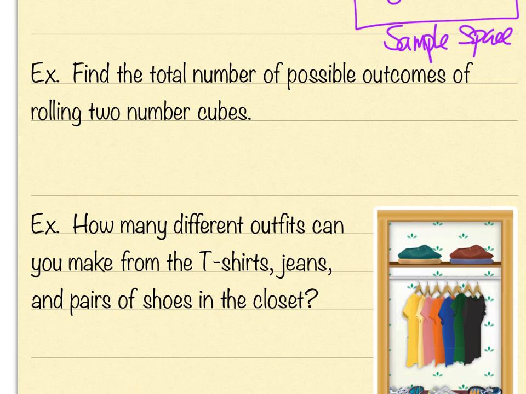Find the total number of possible outcomes of rolling 2 number cubes. Now this one doesn't say find the sample space, so all I have to do is multiply together. So I'm rolling 2 number cubes. So I'm going to multiply 2 numbers together.